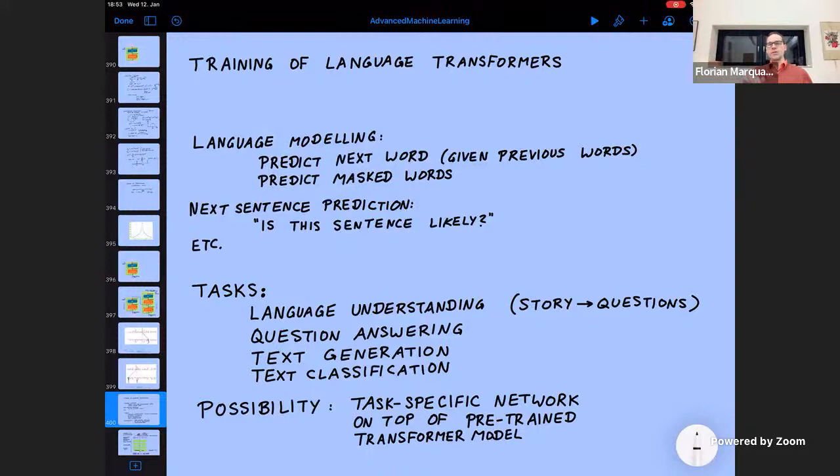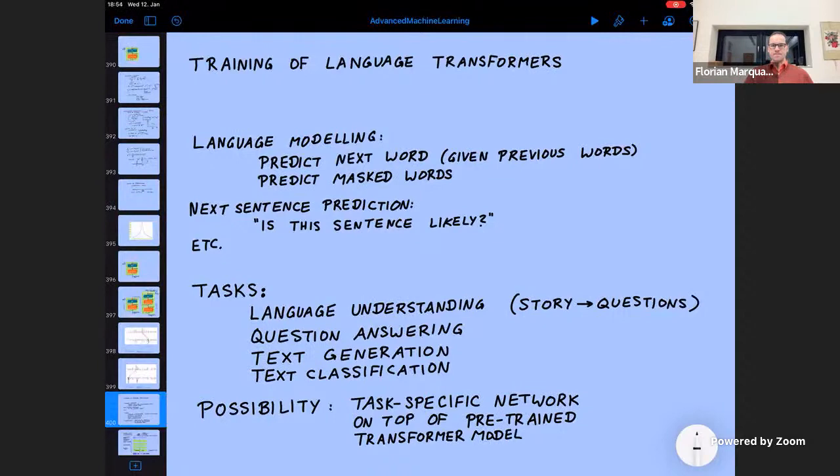You can have more generally question answering, by which I mean question answering even without giving a story. So after having read everything in, say, Wikipedia, maybe your language model can answer quite arbitrary questions about the world. You can have text generation as a very generic task. That would mean you start a few sentences and then you hope that the model continues these sentences into some coherent story that would make some sense. Or you can try text classification. So you give some story and then you ask, okay, is this a detective story or is this a comedy and so on.